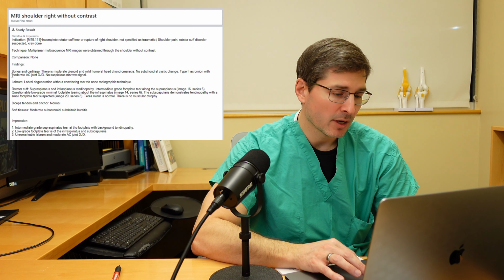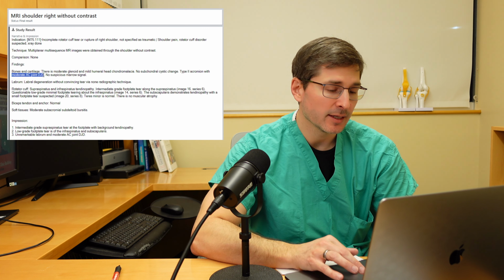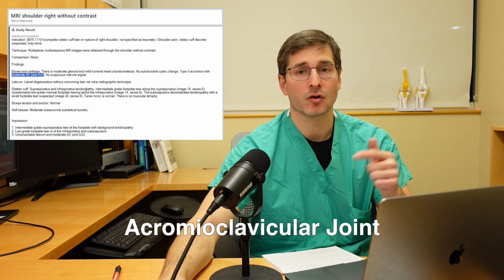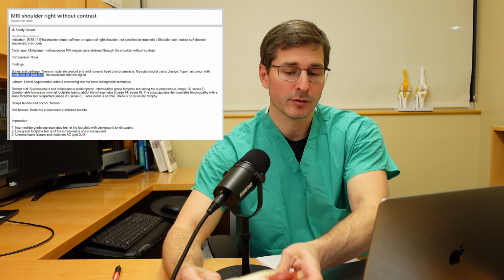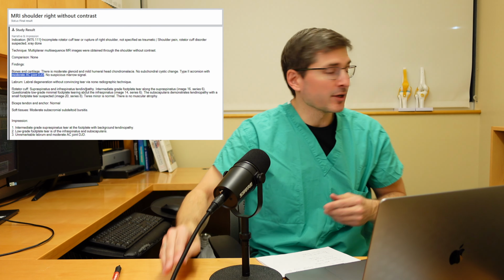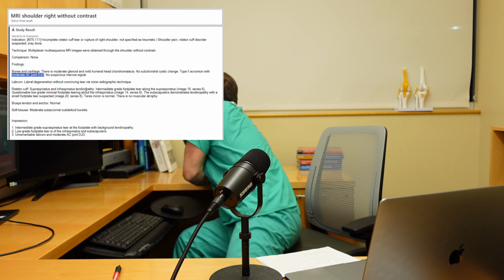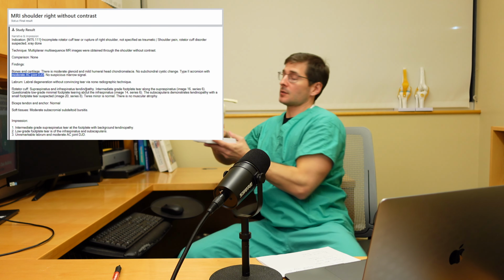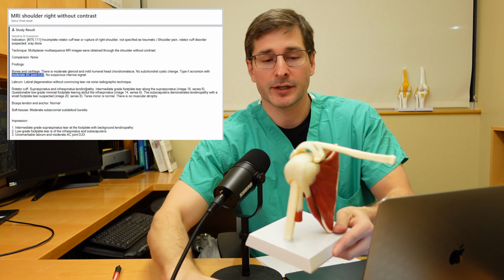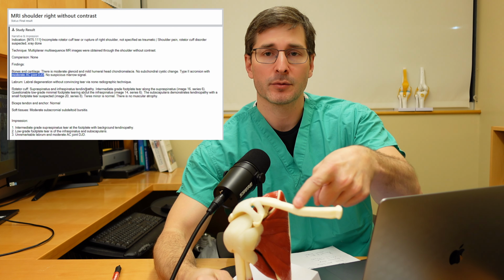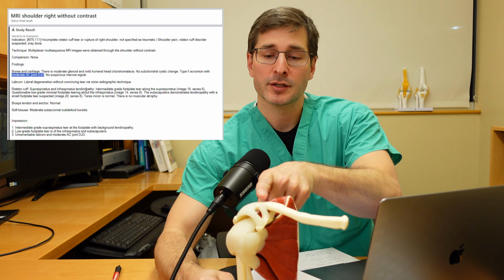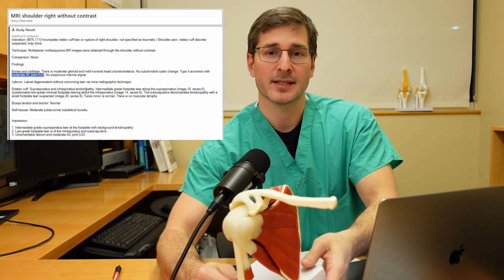This next one, moderate AC joint DJD. So the AC stands for the acromioclavicular joint. So again, if we bring my other shoulder model here, the acromioclavicular joint refers to where the collarbone meets the acromion. And so there's a small joint right there called the AC joint.